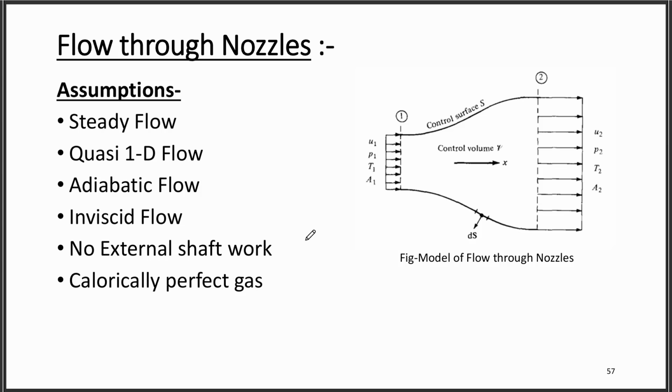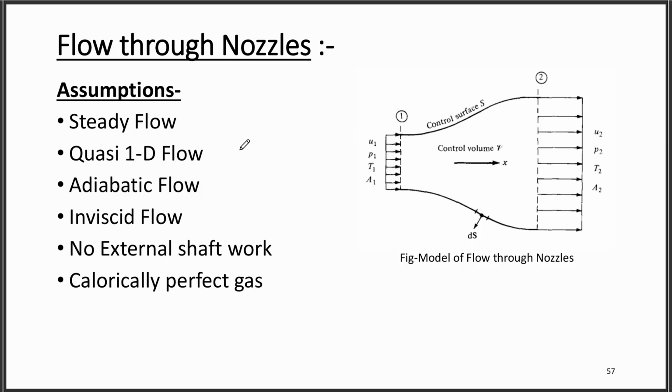Now we will see flow through the nozzles. Let's say there is a nozzle whose area is changing from A1 to A2. At surface 1, the properties were P1, T1, U1, and at surface 2, they were U2, P2, T2.